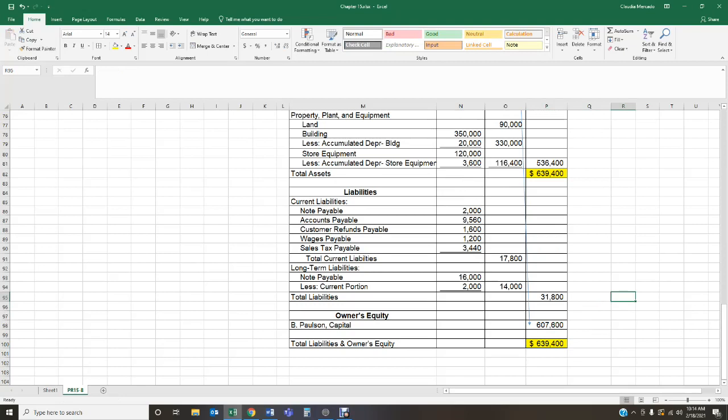Okay, if your total assets do not equal your total liabilities and owner's equity, then you made a mistake somewhere. Okay, it's important that you go back and locate it. Your balance sheet needs to balance. That is the whole point.